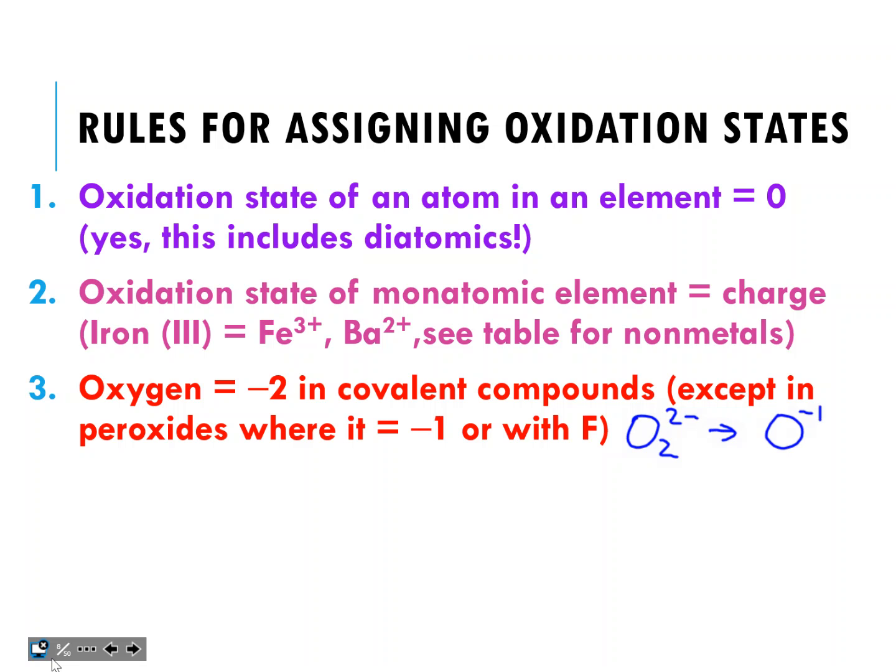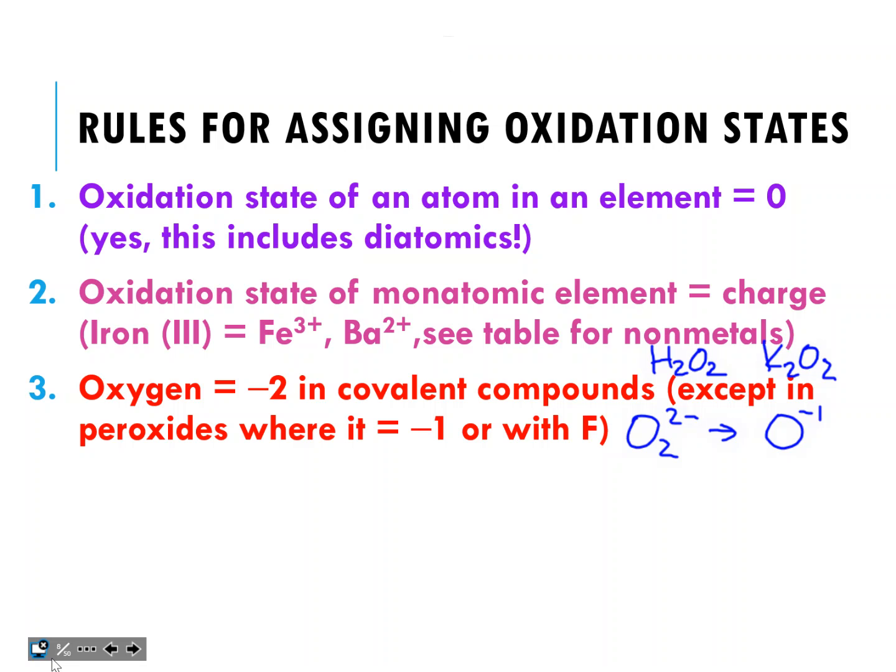There aren't many peroxide compounds out there, but one that we will be using in the lab is hydrogen peroxide, and it's written H2O2. There are a couple of others, like potassium peroxide. It will tell you in there that it's a peroxide, so you know that the oxygen is carrying the -1 rather than a -2.